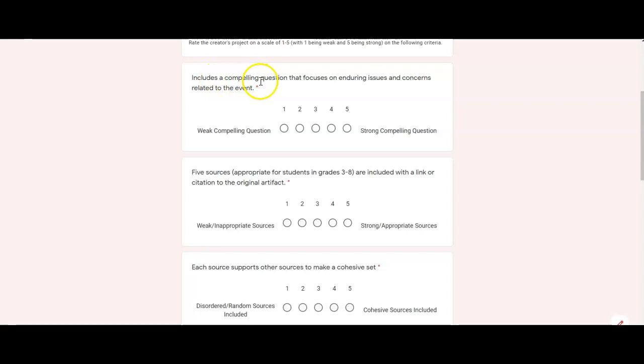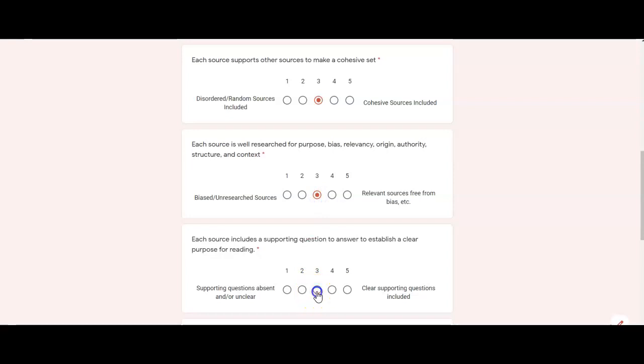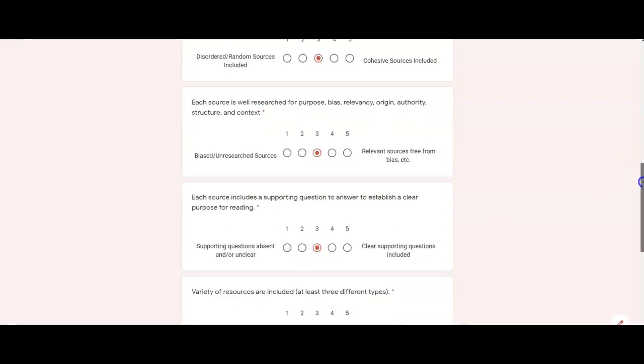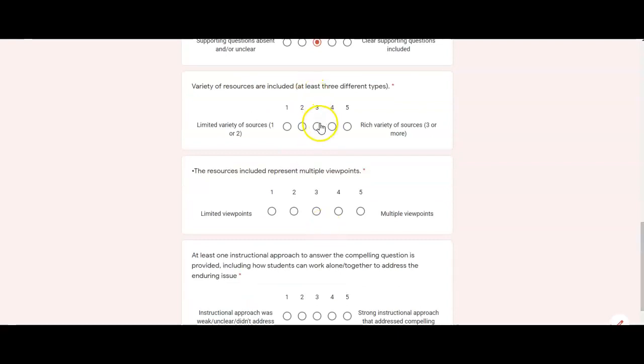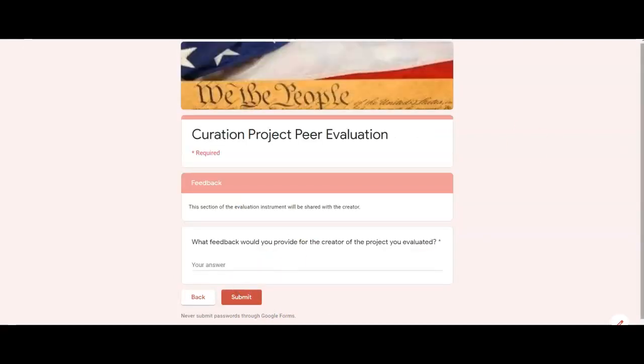So it includes a compelling question. Does it focus on enduring issues and concerns? Maybe I would give it a 3 or a 4 or a 2. And there are some descriptors on either side to help you. You're going to look at the sources, and I have to just mark something in order to go to the next page because these are all required. So I'm just going to give these 3s for right now. But obviously, it would be preferred if you would actually look at each particular criterion and try to not base it right in the middle, but decide is it more weak or is it more strong? And then you'll click next, and this is the last part.